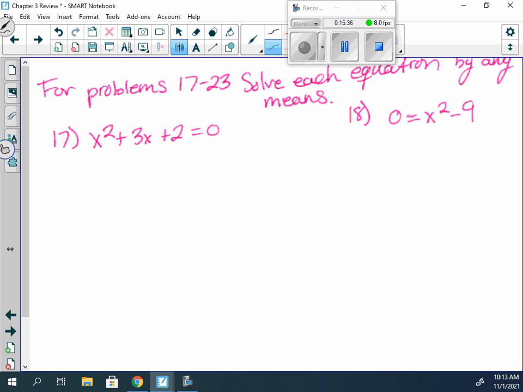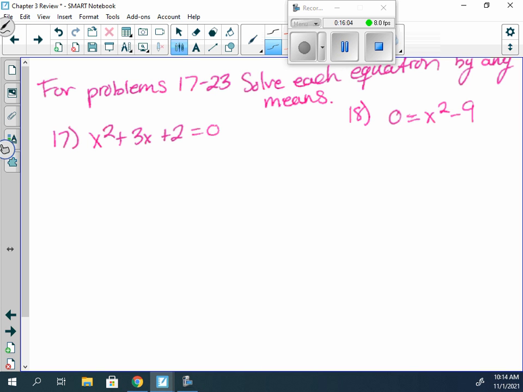Questions on 17 through 23? Okay. So what are the directions for 17? So how could we solve this? Because what were the different ways we learned to solve quadratics?